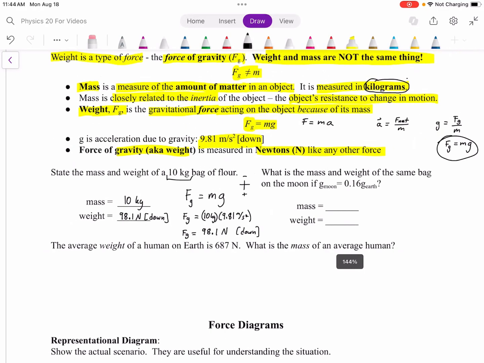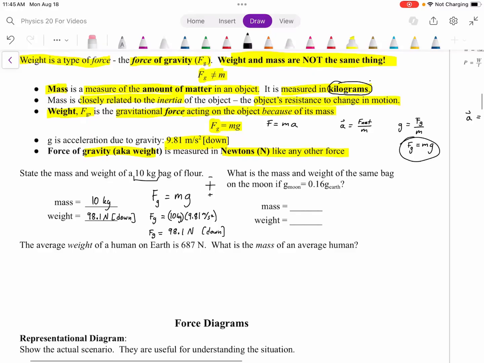Okay, now, what is the mass and weight of the same bag of flour if we go to the moon? Well, has the flour's mass changed? Is the amount of stuff that is contained within that bag of flour any different if we take it to the moon? No, it's not. Its mass is the same, right? Nothing has changed about how much flour we have. What will have changed is the force that it feels on the moon because of that mass.